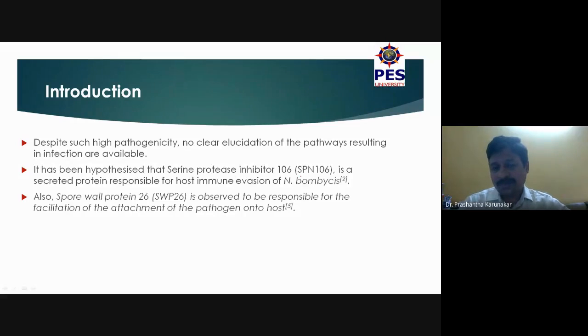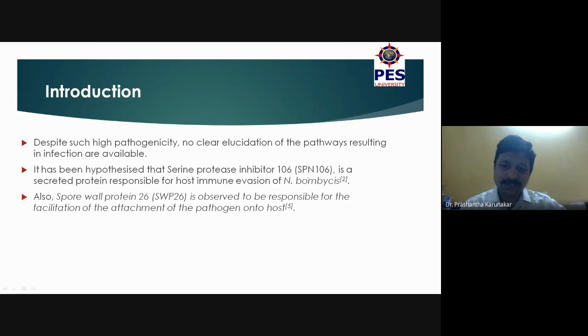Despite such high pathogenicity, there is no clear evidence or elucidation of the pathways. Really not much work is done. There is no drug actually available in the market for this, though it has affected the silk industry vastly. Even now it is affected, but there is no standard drug available to control this disease.